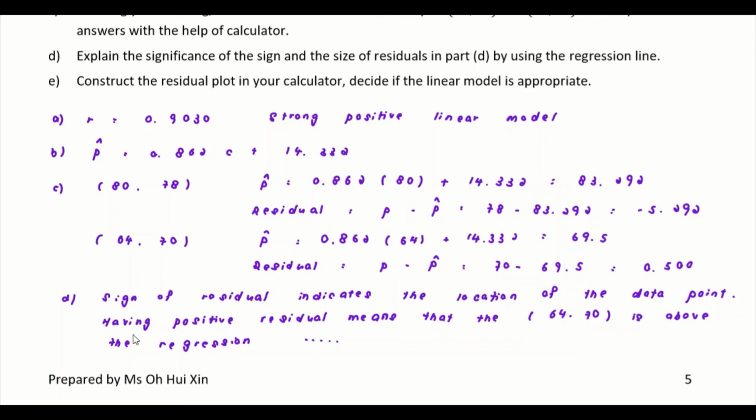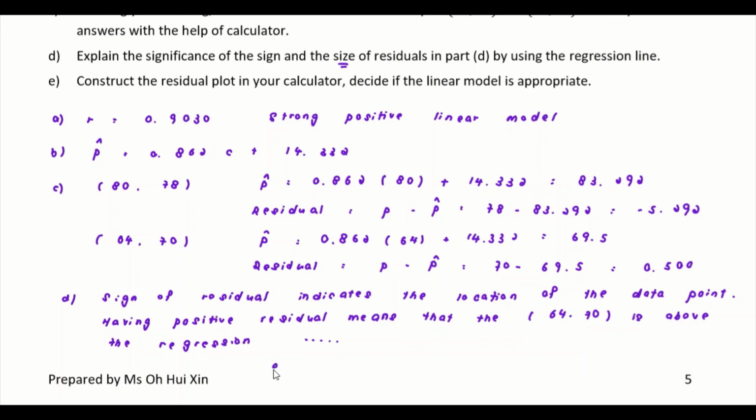Then for the value part, by looking at the magnitude, the size of the residual: if the point is further from your regression line, the residual is bigger. So you can write that the size of the residual indicates how far the point is from the regression line. That's why 80 and 78 is further than 64 and 70. So that's the idea on how you should answer.